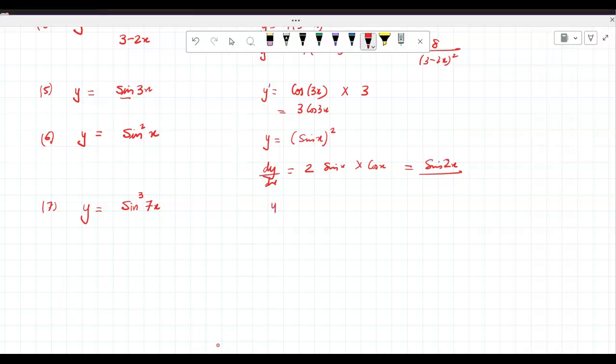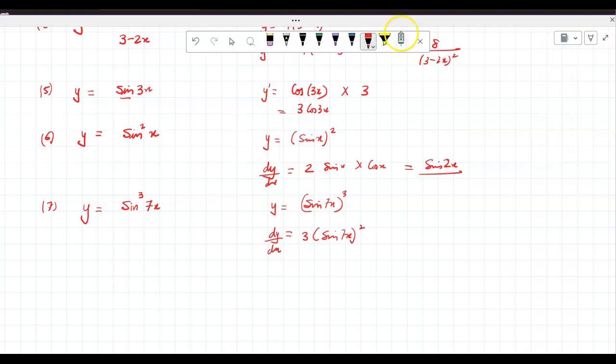Next, there are 3 layers. y is equal to sine 7x the whole cube. When you take the derivative dy by dx, the outermost is cube, definitely. This is your power, very clearly the outermost function. So 3 sine 7x whole square remains as it is.